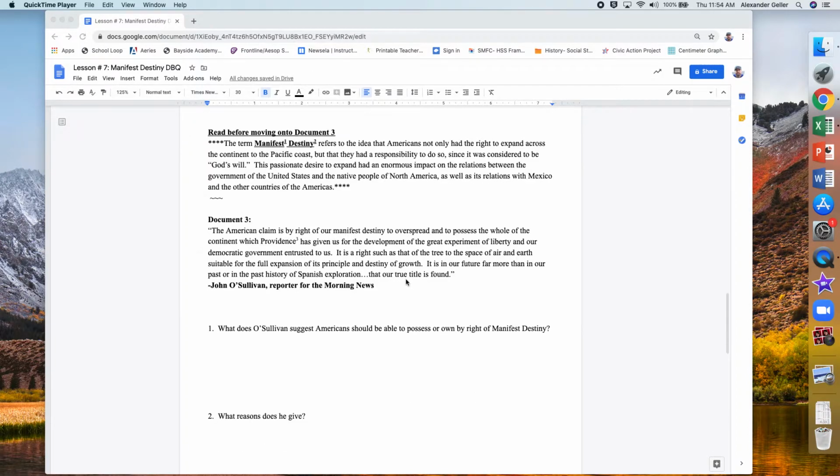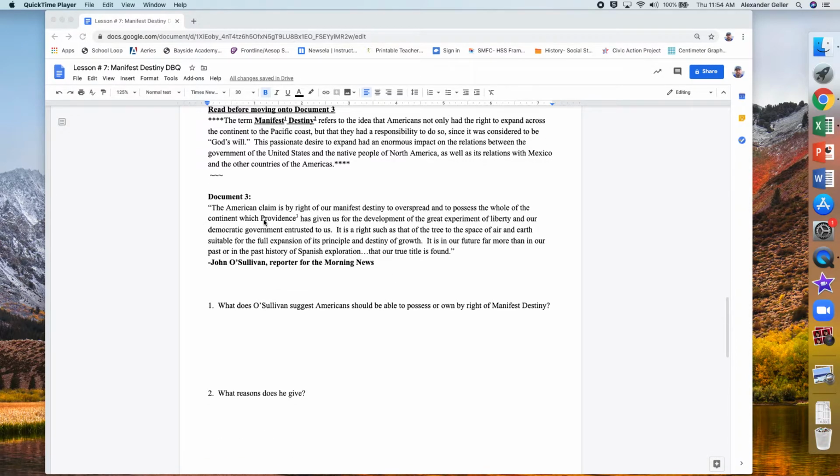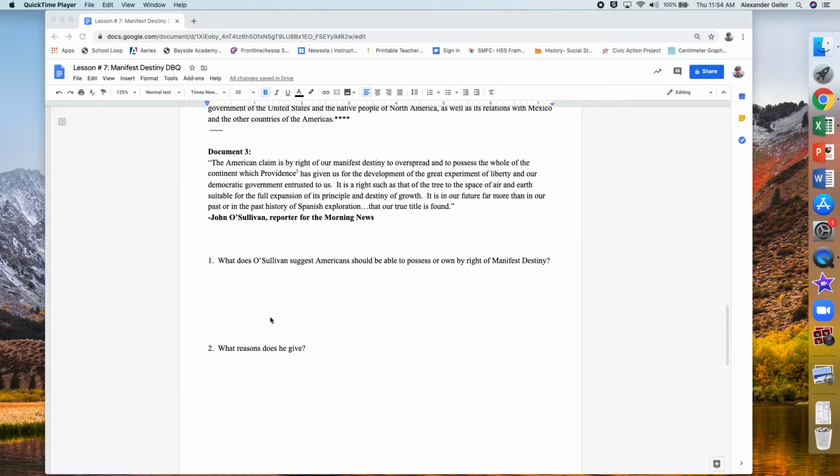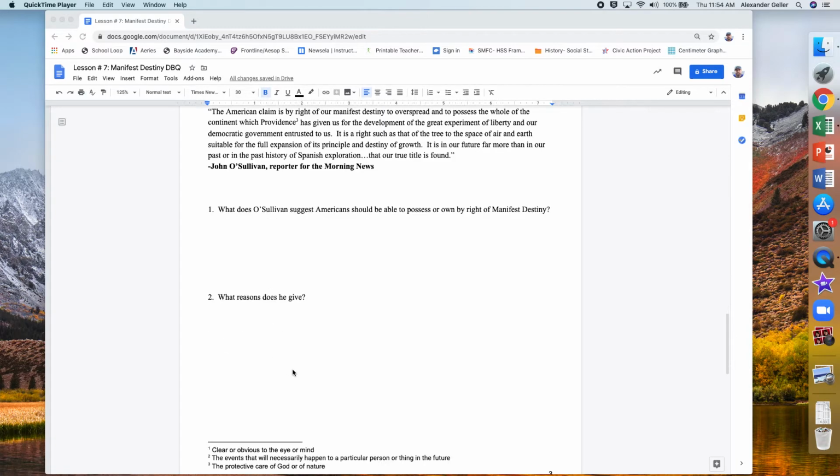So for this next one, you are going to read this small passage on John O'Sullivan. He was a reporter for the morning news. So you're going to read this little passage and you're going to answer this question. What does O'Sullivan suggest Americans should be able to possess or own by right of manifest destiny? What reasons does he give? So again, you will answer these two questions in complete sentences.